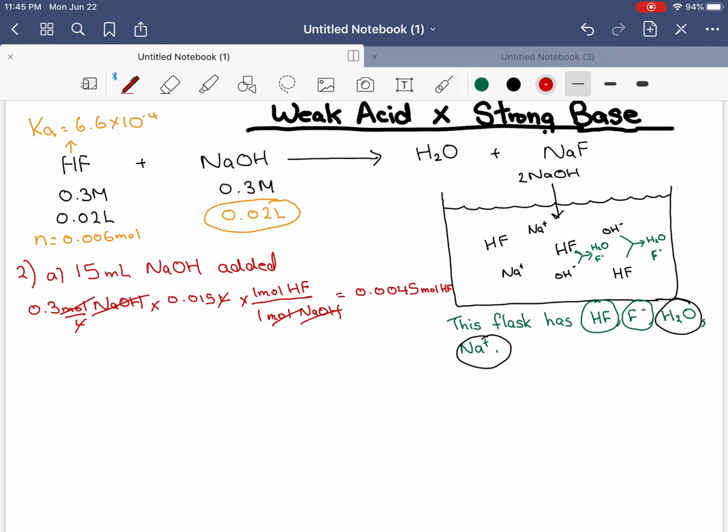Okay. So you can even think about this. You can find out what F minus is now. Okay, because we know that F minus is the same mole as HF. Because if you think about all the HF that got reacted, they form the same amount of F minus, because HF and F minus are 1:1. So it's going to mess up the order a little bit, but F minus is equal to 0.0045 mole.